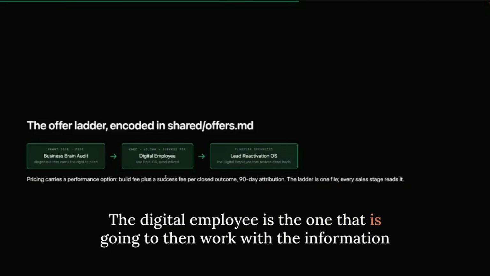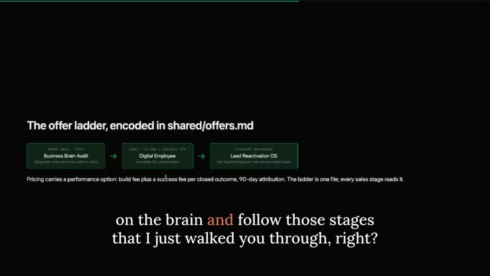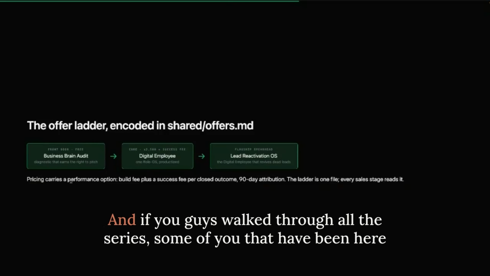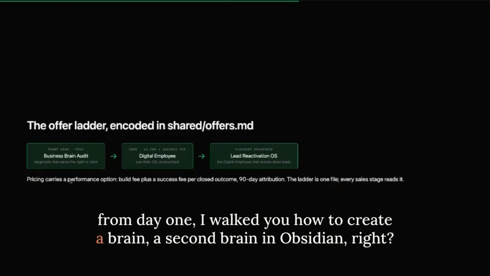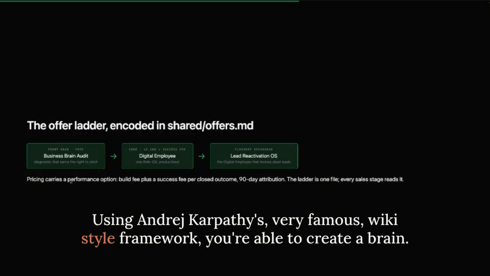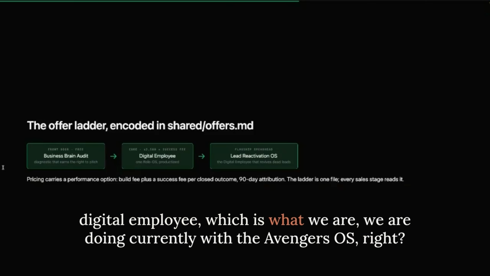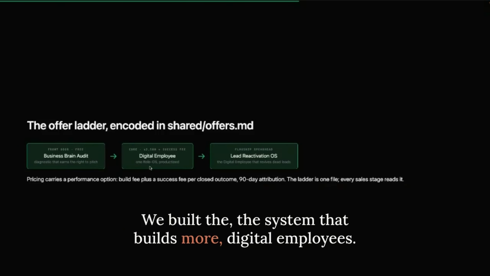The digital employee is the one that is going to work with the information on the brain and follow those stages that I just walked you through, right? At the end of the day, we have the lead reactivation OS, which is digital employees sitting on top of a business brain. If you guys walked through all the series, some of you that have been here from day one, I walked you through how to create a second brain in Obsidian, using Andrej Karpathy's very famous wiki style framework. Now, because you know how to build a brain, the next part is being able to build a digital employee, which is what we are doing currently with the Avengers OS, right? We built the system that builds more digital employees.